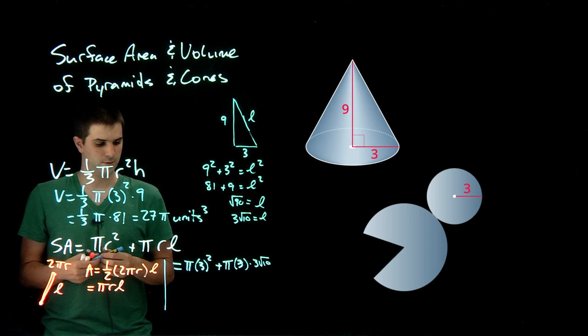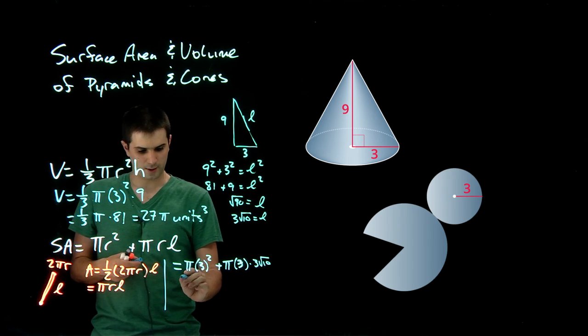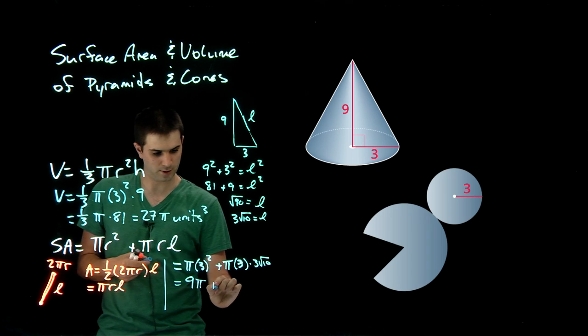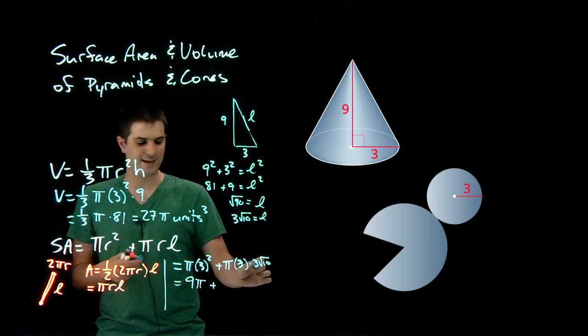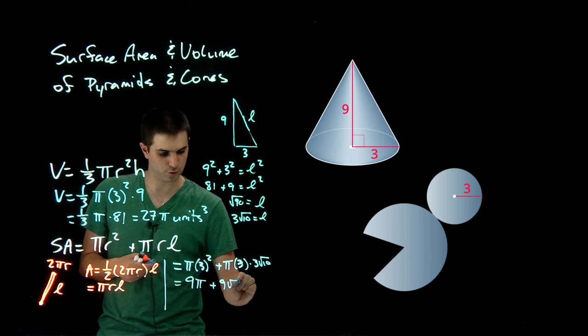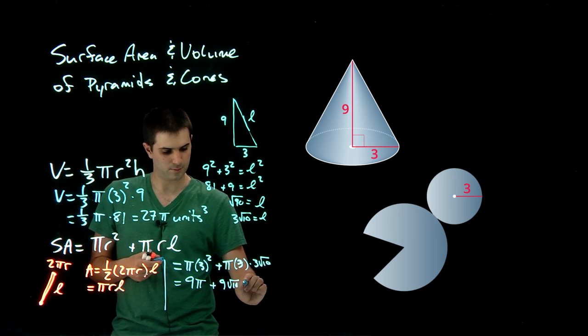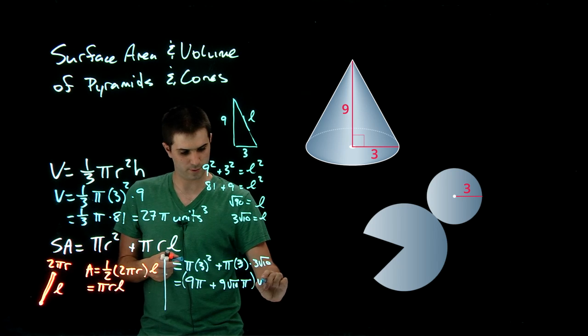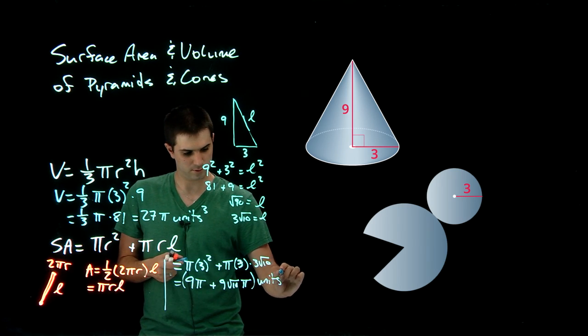All right. So this is going to be, it looks like, 9 pi plus 3 times 3 is 9, so 9 root 10 pi. And this is going to be units squared.